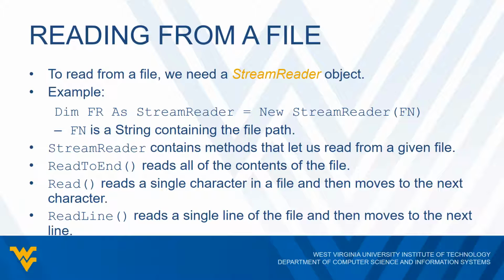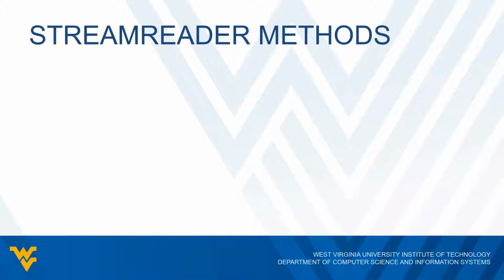And then we have ReadLine, which allows us to read one line of the file, and then it would move to the next one. So it basically goes until it finds a new line character. And then the next time we call ReadLine, it will read the next line in the file.